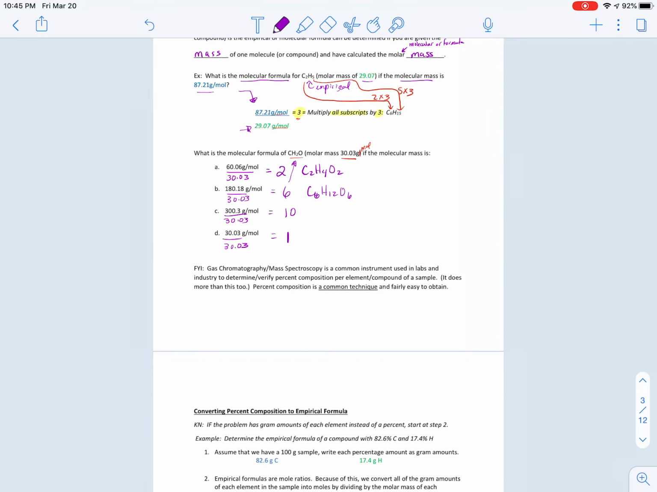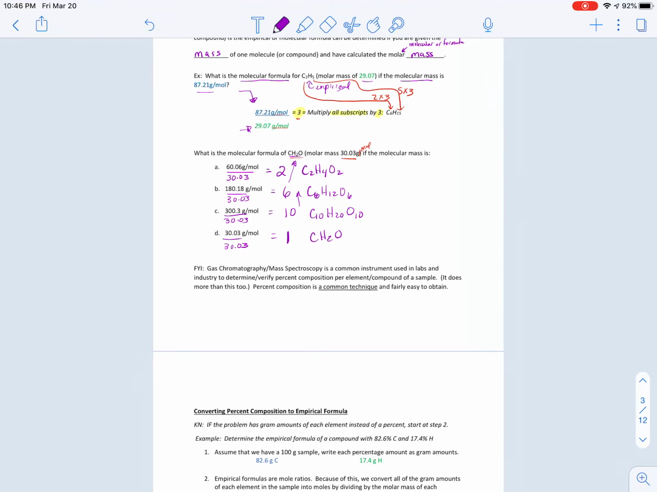So C6H12, that's a 6, O6. And then with the 10, again, you're going up. C10, H20, O10. And then this last one, CH2O. So what this last one is saying is that we actually are talking about that molecule. It is the empirical formula, but we also are talking specifically about that one. So it is that one's molecular formula.